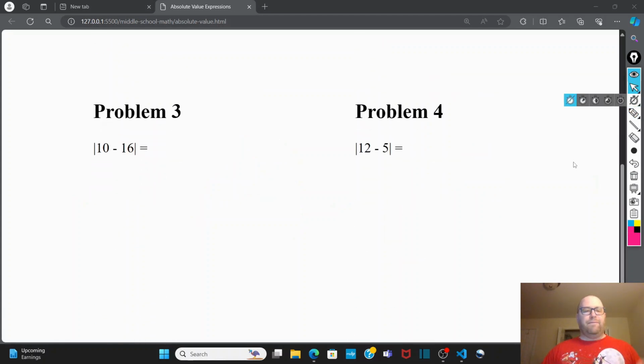In problem 3, we have the absolute value of 10 minus 16. Now, I haven't gone into PEMDAS yet, or order of operations, in my middle school math tutorials. I'll get to that later. But when we have the absolute value signs, what you do is you evaluate what's inside the absolute value signs first. So first we're going to do the 10 minus 16 here.